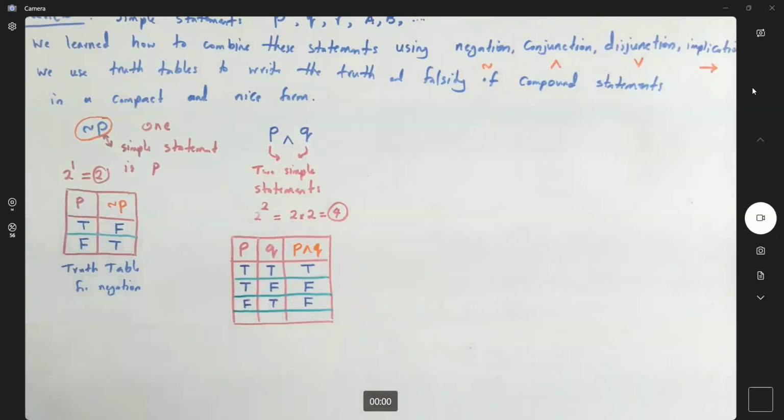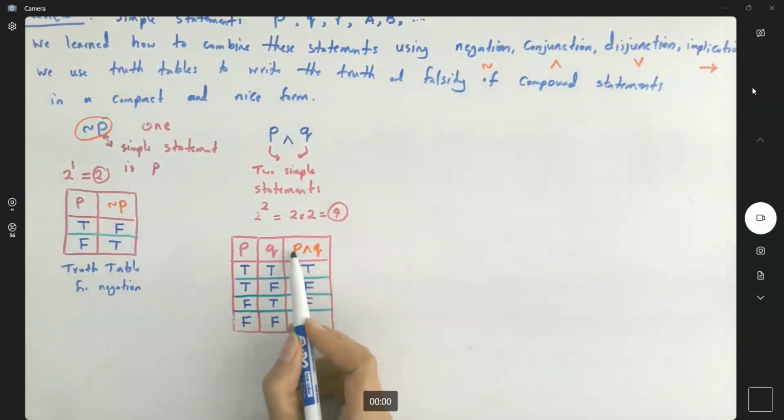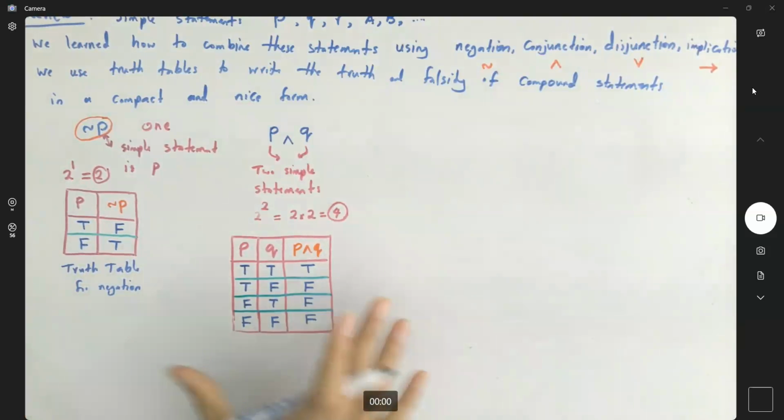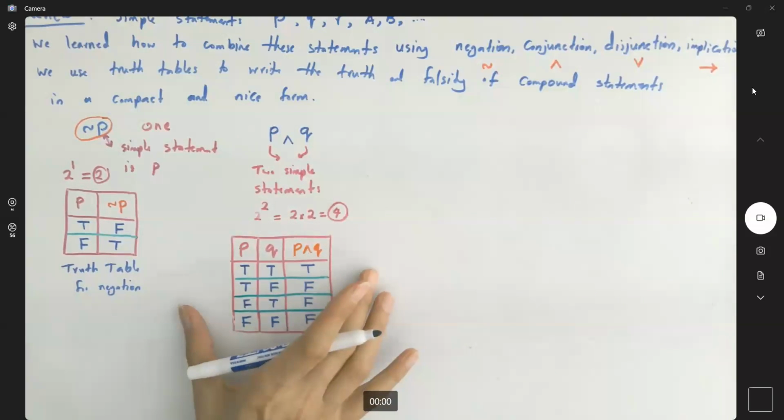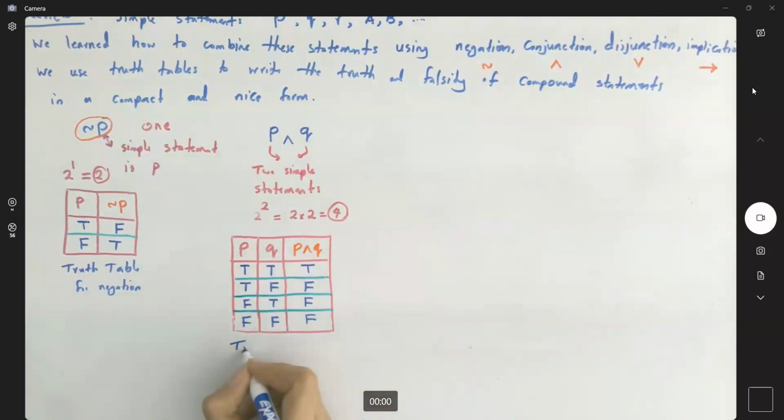And finally, if both of these statements are false, what does logic say about that? When the first statement is false and the second statement is also false, false and false is always false. This is the truth table for conjunction, for and. Another table to memorize. Truth table for and, or conjunction.